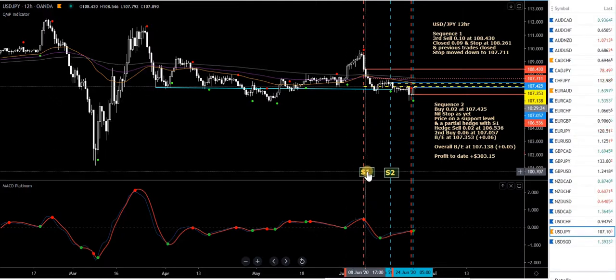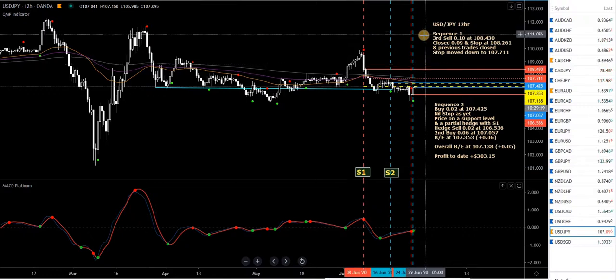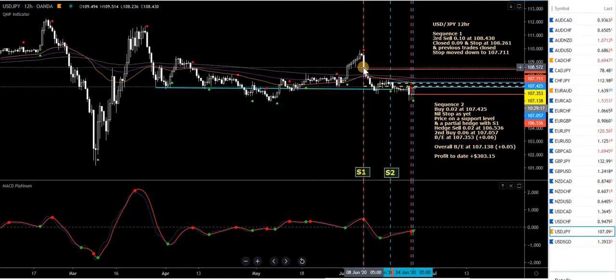Right, so S1 is here. So again, read the notes. It's a standalone sell. I took the sell up here. Red dotted line is a stop. So there's a stop in place.